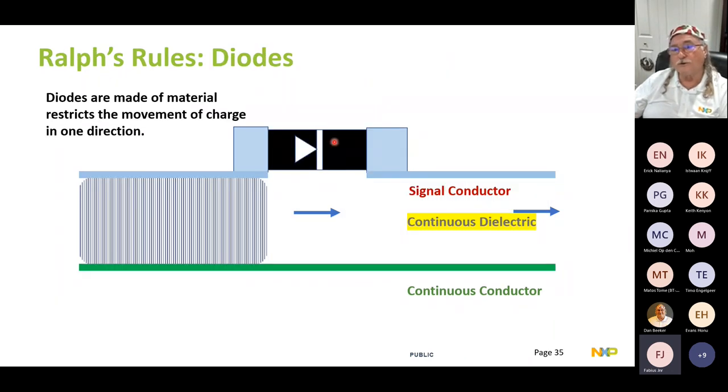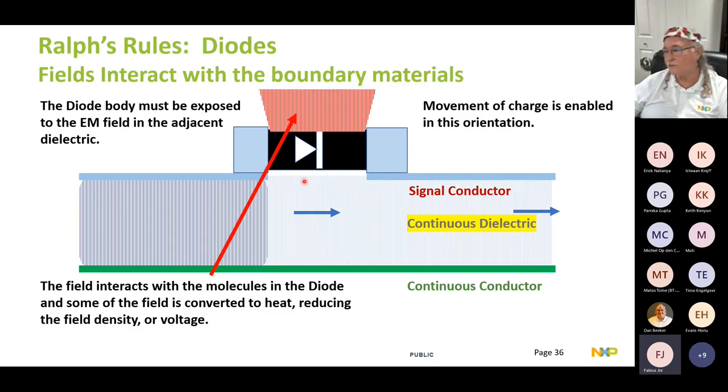A diode is another cool component. It's designed so that it actually resists the movement of the electrons. So you've got this semiconductor structure that prevents the field from moving because it interferes with this little bit of flow of electrons that are happening as the field moves by. In one direction, the diode allows the energy to move. But the same thing happens to the diode as with the resistor. Some of the field energy is going to interact with the molecules in the diode and be converted into heat.